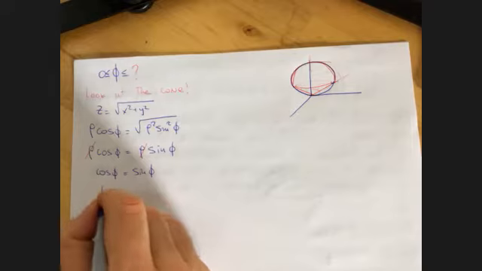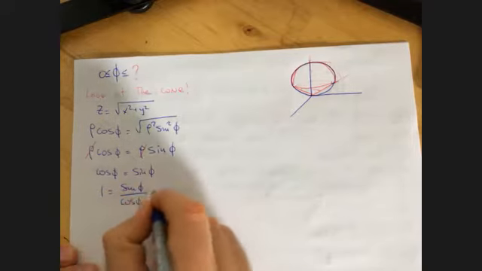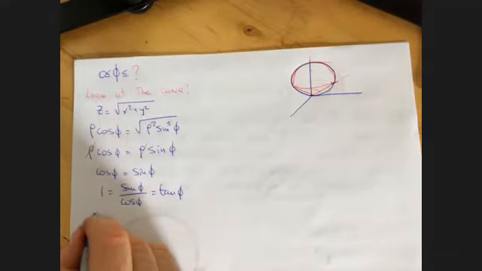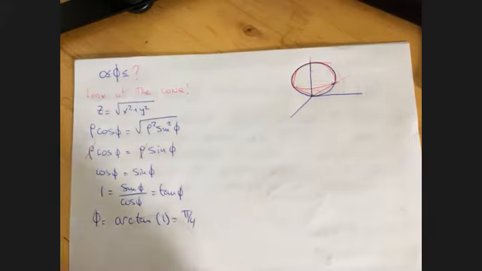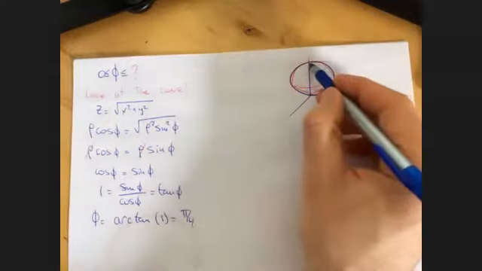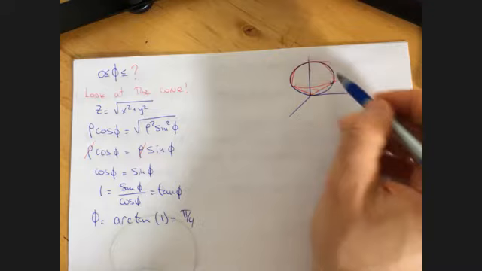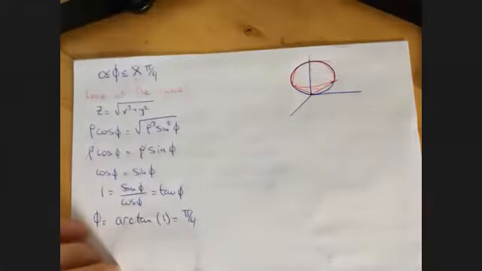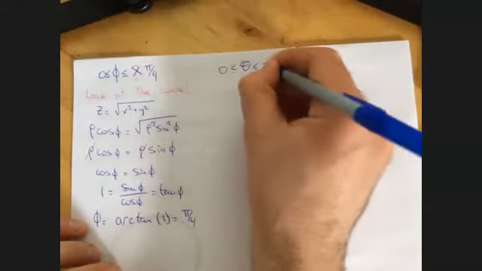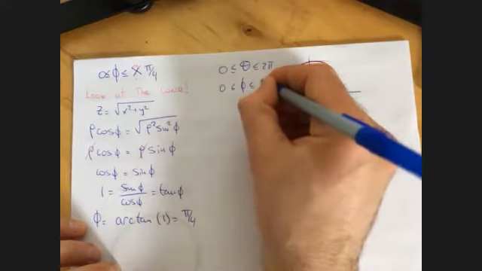Well, this is very simple. Either you can say 1 is equal to sine phi over cosine phi, which is tangent of phi, and from here phi is equal to arctangent of 1, which is pi over 4. That's one way to think about it. Or simply, what would be the angle in the range from 0 to pi over 2 that gives you the same value for cosine and sine? Well, obviously that's pi over 4. Okay, so I have the bound on phi. So far theta goes from 0 to 2 pi, phi goes from 0 to pi over 4.